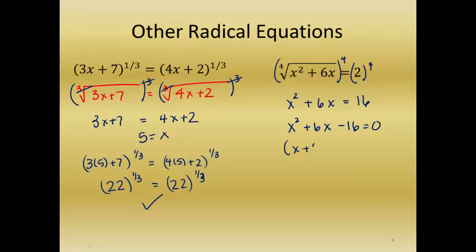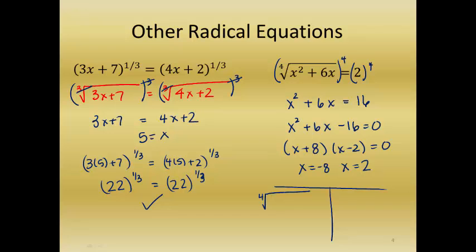So I have x plus 8, and I have x minus 2, and I get x equals negative 8 and x equals positive 2. So I'm going to check my work to make sure that it pans out for me. So that is the 4th root of negative 8 being squared, don't forget parentheses, plus 6 times negative 8, and I want to know if that equals 2. And on the other side of that, I'll try the 4th root of 2 squared plus 6 times 2. Does that equal 2?